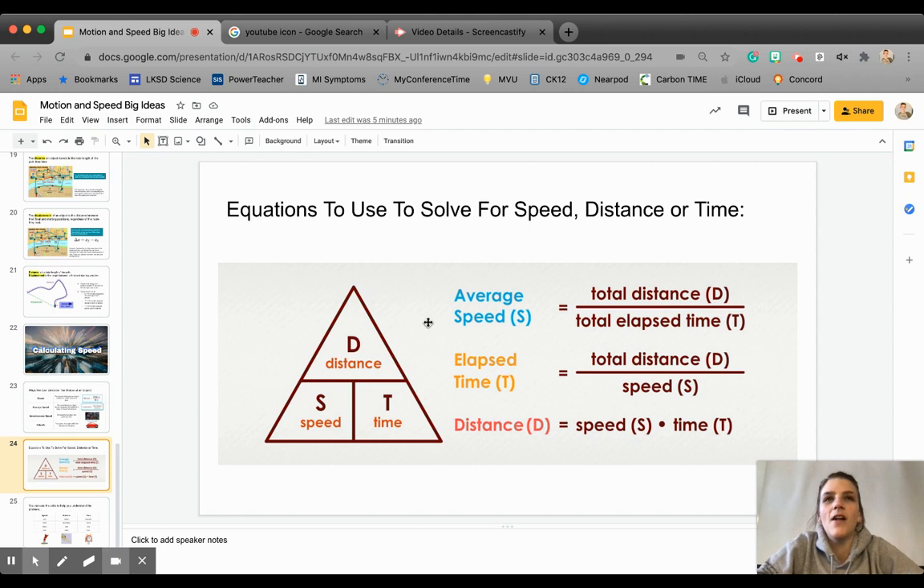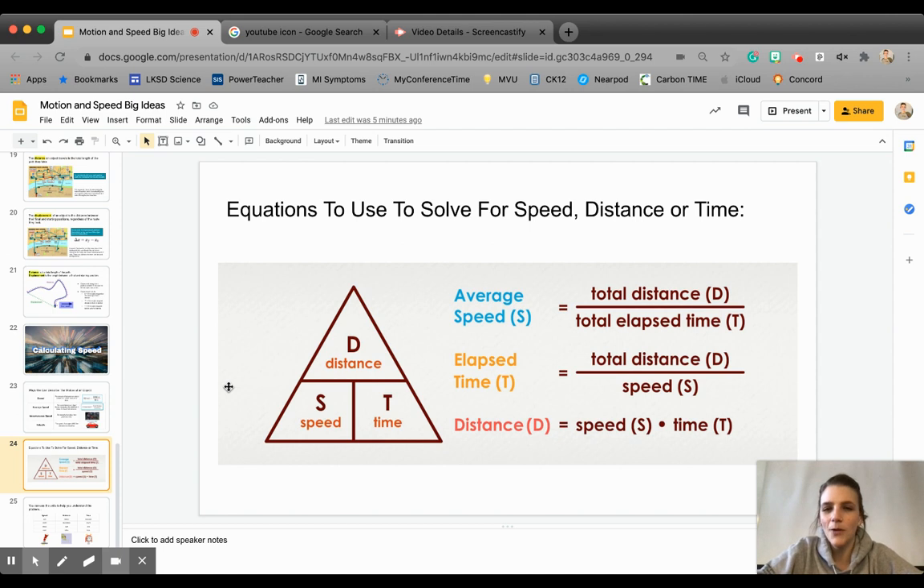Let's say I'm trying to solve a problem where I need to calculate the distance that an object has traveled after so much time going a certain speed. If I put my finger or hand over the distance part of that triangle, then I'm left with the equation speed times time. Using that helps me to figure out what the distance is. If I want to figure out how much time has passed, again, put my finger over the time part of this triangle, and I'm left with the equation distance divided by speed.